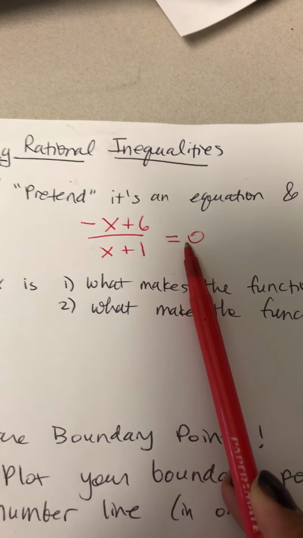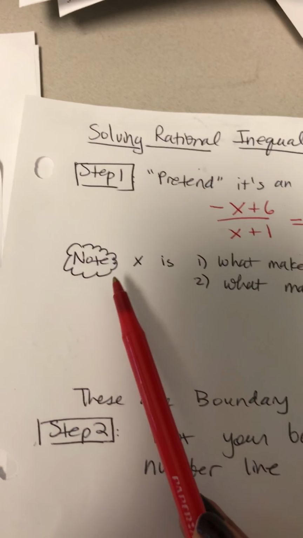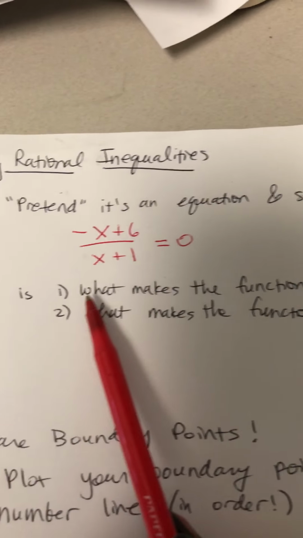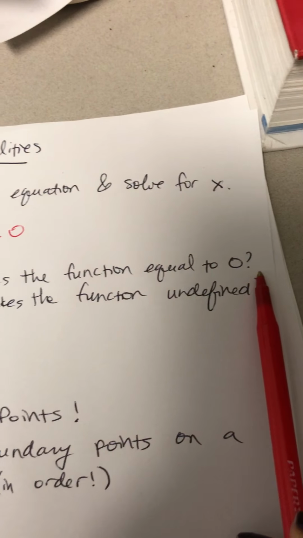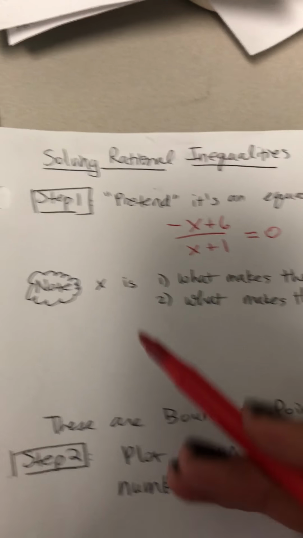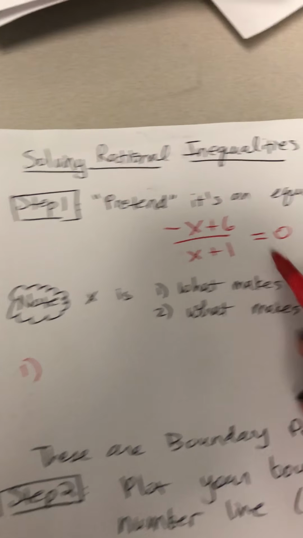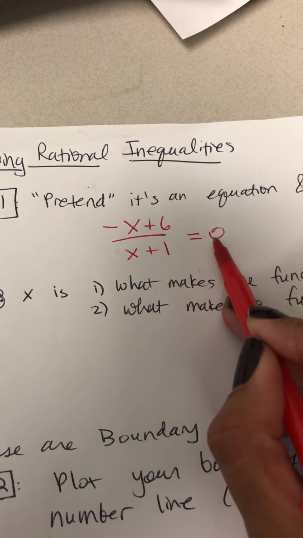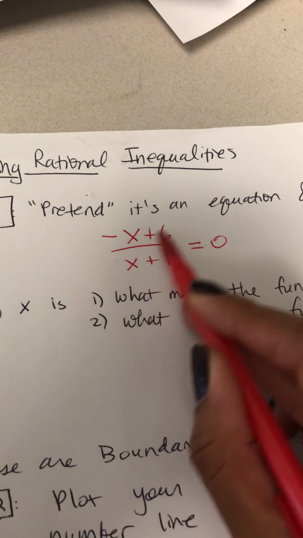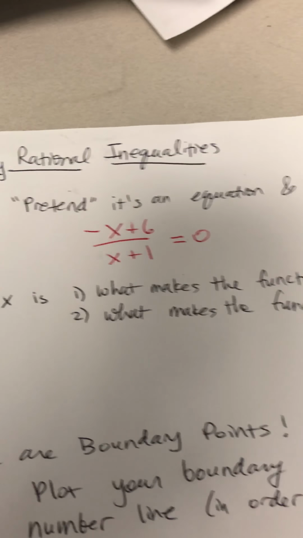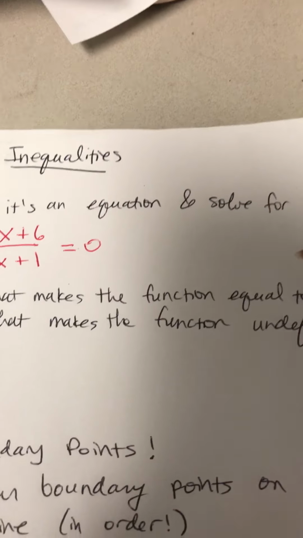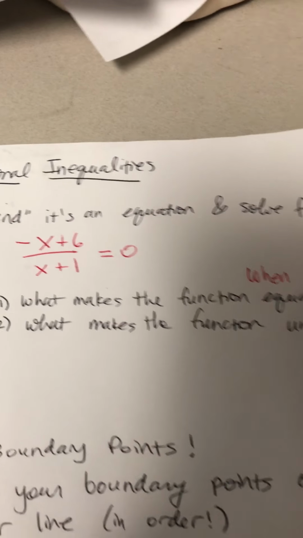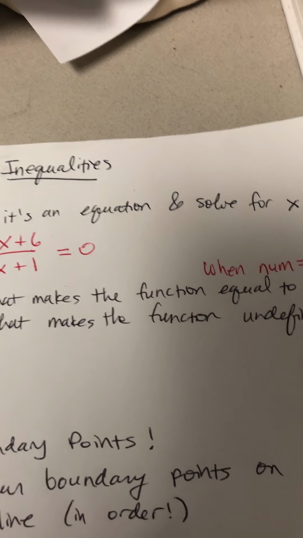What would make this equation equal to 0? So what it means to solve for x in this problem is, number 1, what makes the function equal to 0? So that's part 1. What makes this equation equal to 0 is, in other words, when does the numerator equal 0? When the numerator is 0, you'll always get a 0 as an answer. So what makes a function equal to 0? When the numerator equals 0.